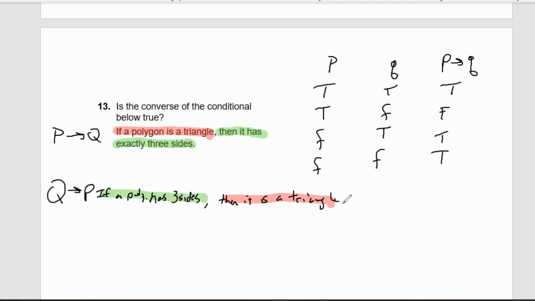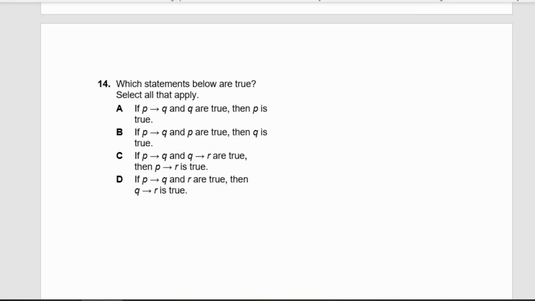triangle. So is there any way that I can arrange 3 lines so that all of their endpoints touch and it's closed, right? So each one of these must touch another piece and the shape that I draw must be closed. There's no way to draw this shape any way other than this. I also can't have it cave in, but that would still make it a polygon. So if a polygon has 3 sides, then it is a triangle is definitely true. All right, so which statements below are true? Select all that are true.